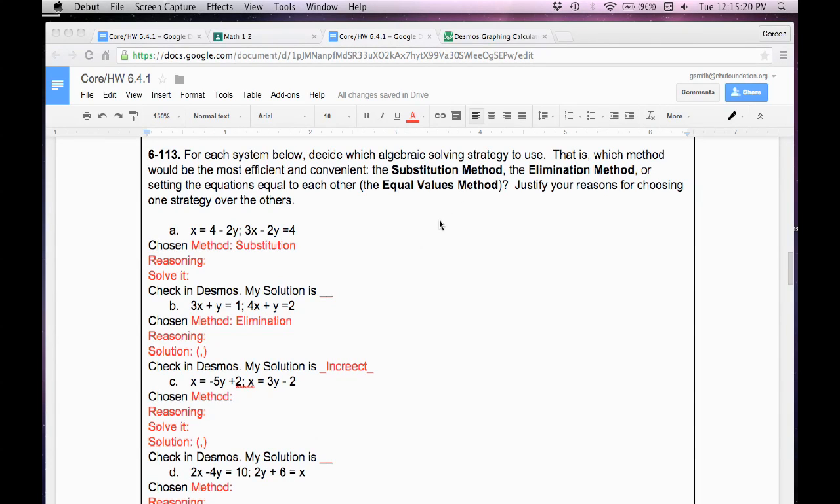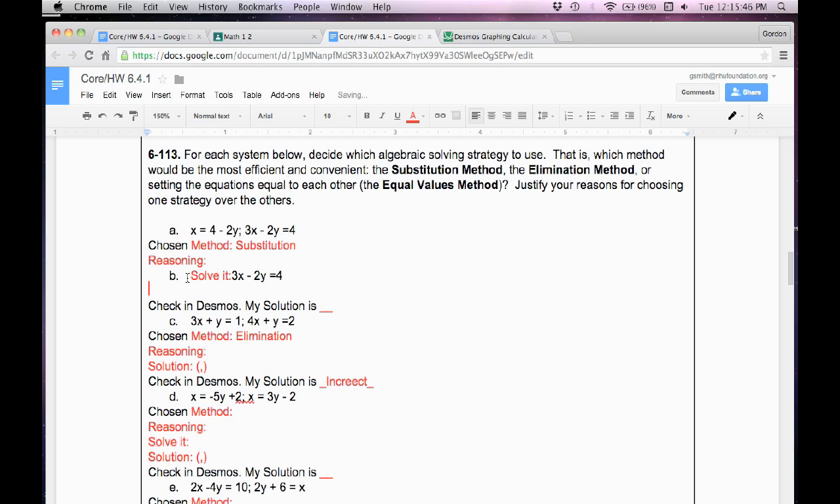Okay, we're going to look at solving now these problems from 6.1.13. We'll look at A. We see that this one is in slope-intercept because an isolated variable is equal to something else. It's not truly slope-intercept, but the point being that as long as x is isolated, we can substitute it in. That's why we're choosing substitution. So what I'll do is I'll take the second equation, and I will replace this x with 4 minus 2y.